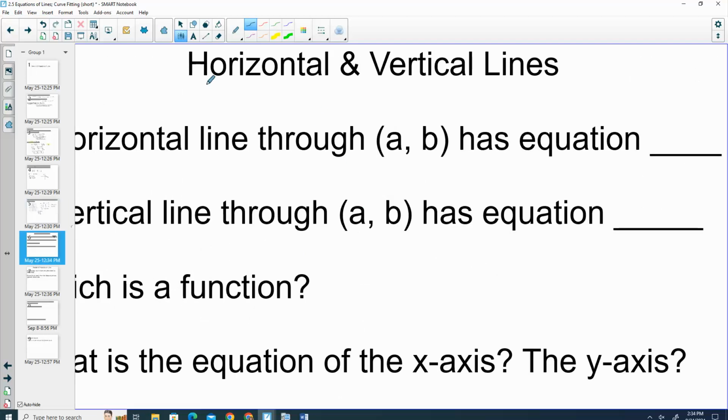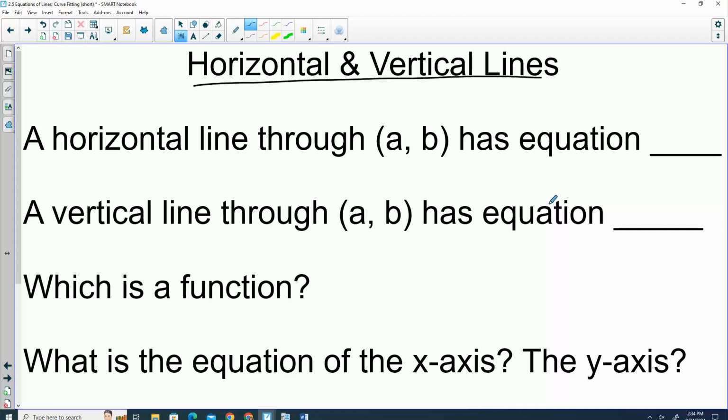Let's talk a little bit about horizontal and vertical. A horizontal line: what's the equation of any horizontal line? The slope is 0. What's the equation look like? Y equals a number. If I just tell you one ordered pair it goes through, could you tell me what y equals? If it goes through the point (a, b), what's y equal to? B. Because if it's a horizontal line, every y value is the same. So we only needed 1 point to be able to write our equation.